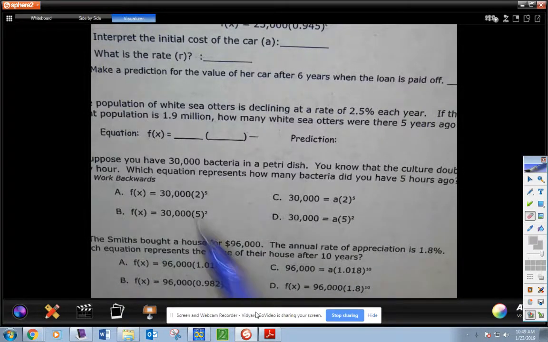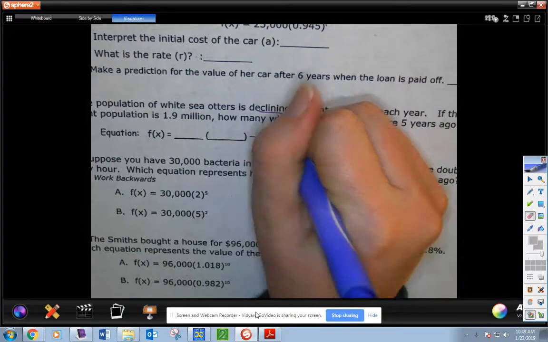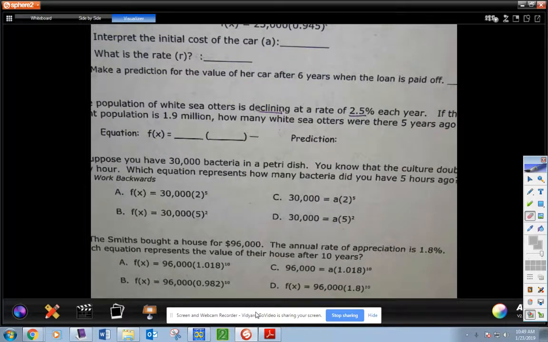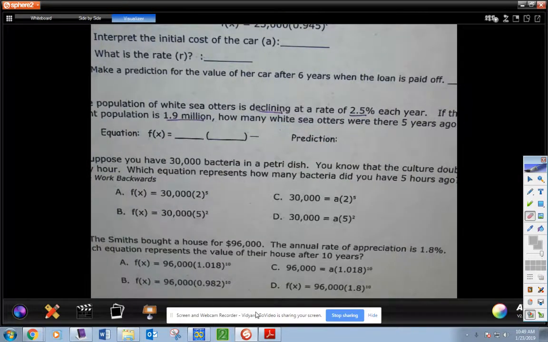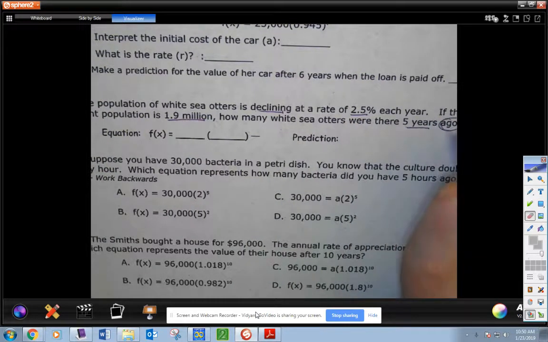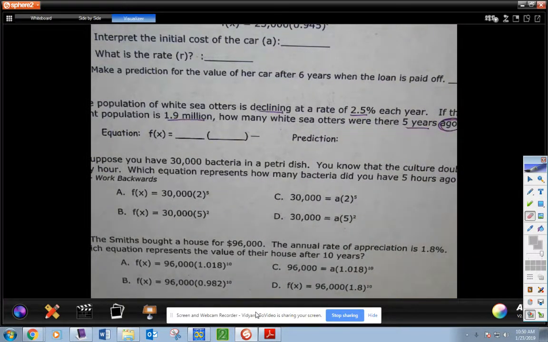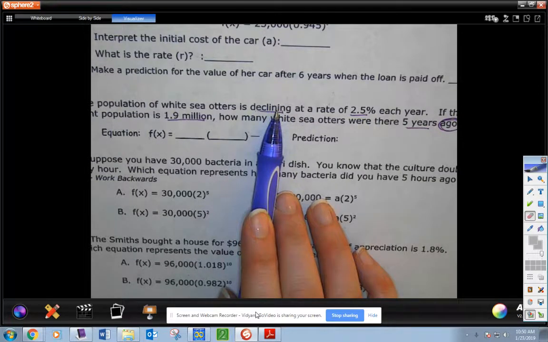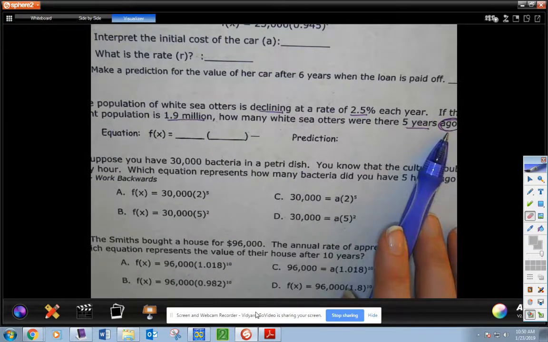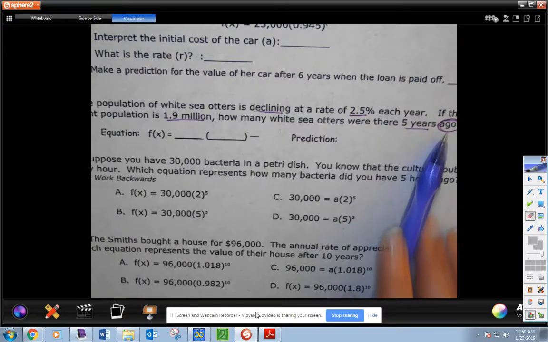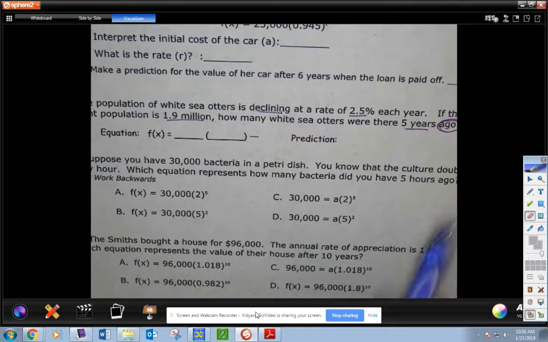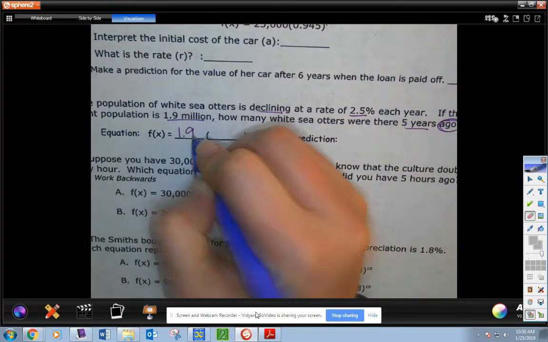In 7, it says the population of white sea otters is declining at a rate of 2.5% each year. If the current population is 1.9 million, how many white sea otters were there 5 years, and here's your keyword, ago? They tell me I am declining, but since they're asking me to find 5 years ago, you're going back into the past. So if it's declining, if we're going back, we're actually going to be increasing. So this is going to turn into a growth problem. So 1.9 is my initial for right now.